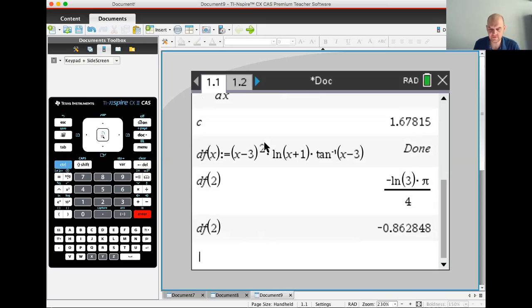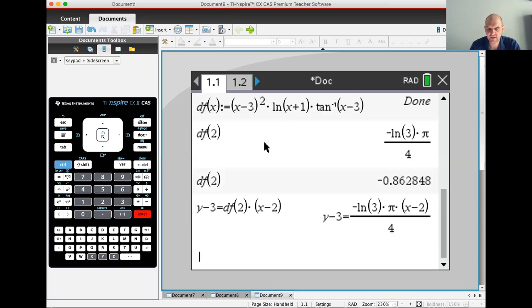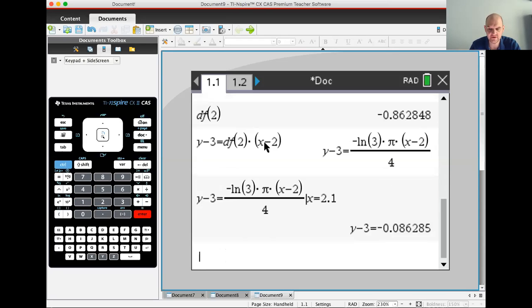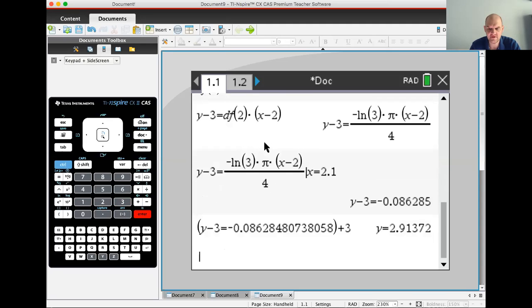So what are we doing here? Let me write the tangent line. It's going to be y minus 3 equals this slope, so I'm going to write df of 2 times the quantity x minus 2. I'm basically finding the approximation at 2.1, such that x is 2.1. Then I need to add 3. All right, so 2.914. Back to the notes, everybody.